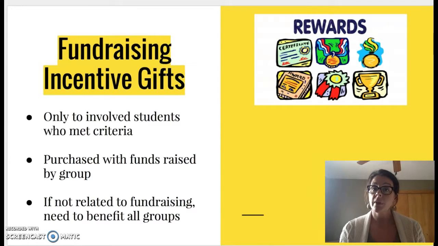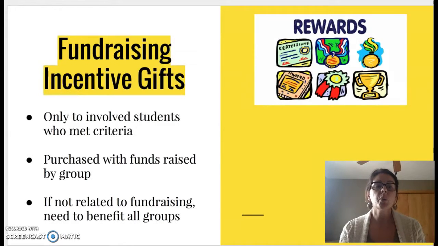You also need to remember that fundraising incentive gifts are purchased with the profits that you're making from the fundraiser. So it's important to remember to keep those gifts appropriate, both with the age appropriateness of the gift and also the total cost of the gift, so that you're not detracting from your profits from the fundraiser.